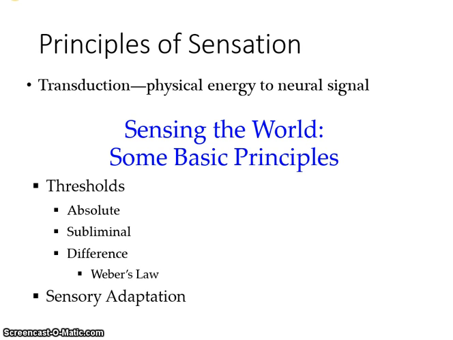Now let's look at some principles of sensation. First of all, transduction. This is the process by which physical energy from the environment is converted into a neural signal that can be read by the brain. So let's look at a couple of basic concepts related to sensation. We're going to look at thresholds, and there are 3 different types of thresholds. We're going to look at absolute, subliminal, and the difference threshold. And we're also going to take a look at a concept called sensory adaptation. Let's do that now.